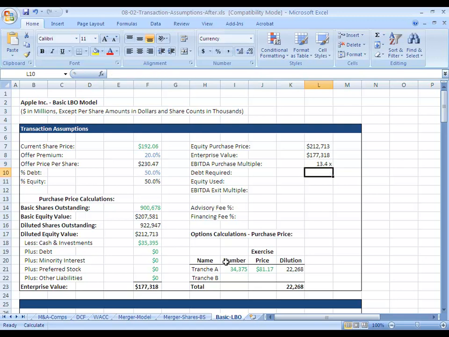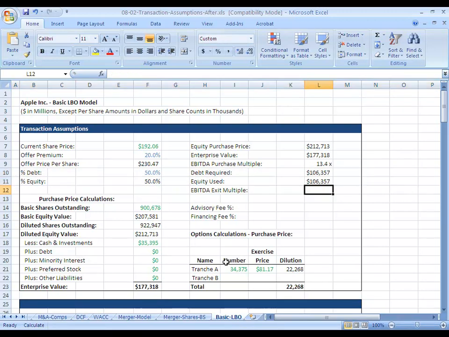Now for the debt required, we're just going to take our 50% here and multiply by the equity purchase price. Same for equity, we're going to take our equity percentage and multiply by the equity purchase price. So you have 106 billion of debt and 106 billion of equity.